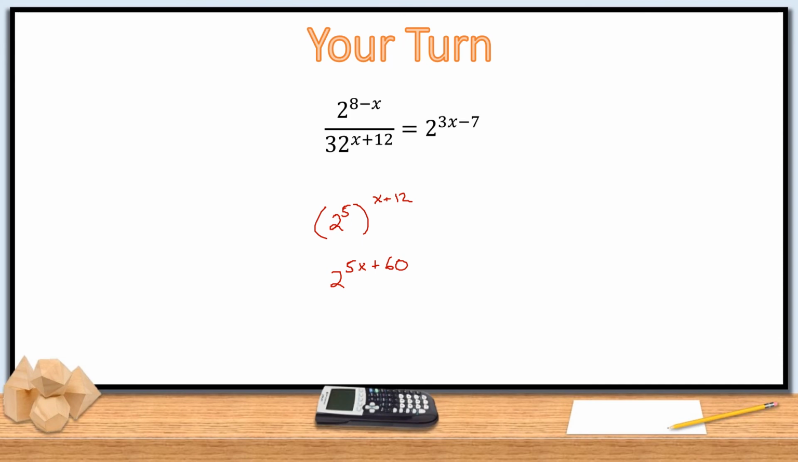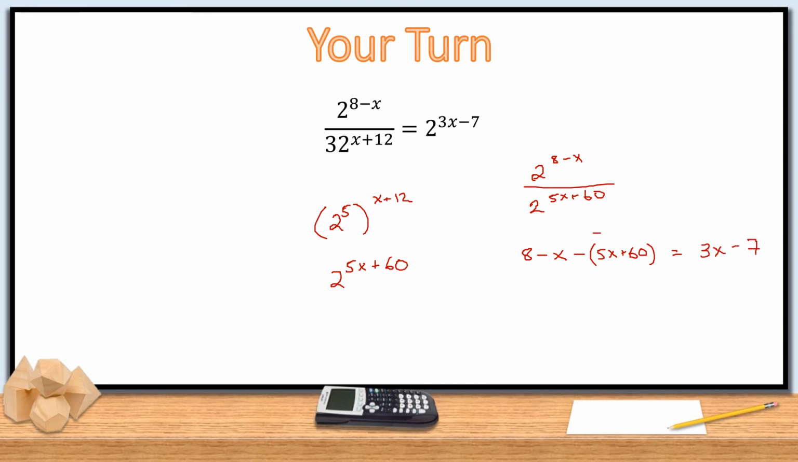All right, so 2 to the power of 8 minus x. Now because it's being divided, so underneath of it at the moment is this 5x plus 60. At the same base, so being divided, I would subtract the exponents. So it's going to be 8 minus x minus 5x plus 60. And then at this point, that will be equal to the exponent on the other side.